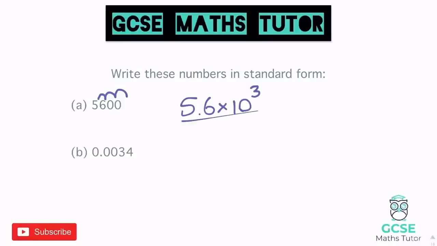Final answer. The next one is a small number, so we're going to have a negative power because we hopped the decimal the other way this time. So 1, 2, 3 would make it 3.4, and again this time it would be times 10 to the negative 3 because it's a 0 number. That indicates that it's a small number.